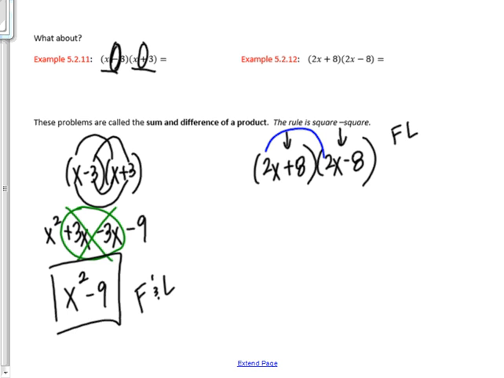So first times first would give me 4x squared, and last times last would give me a negative 64, because I know the middle will cancel. But again, if you want to FOIL it all out and cancel it, that's fine, or you could do it this way.